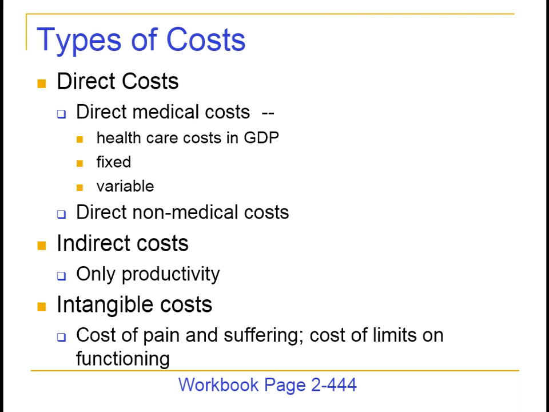So there are three types of costs. Direct costs, and direct costs have two subcategories. The first is direct medical costs. These are the costs that are included in the gross domestic product as medical expenditures. They may be fixed, meaning that the cost is there regardless of whether there are patients or not, or variable. In most cases, you're only interested in the variable costs unless you're going to need to expand in facilities or other areas of fixed cost.